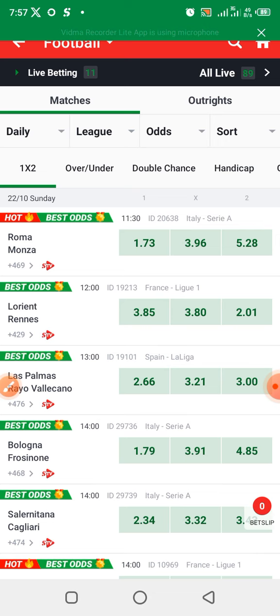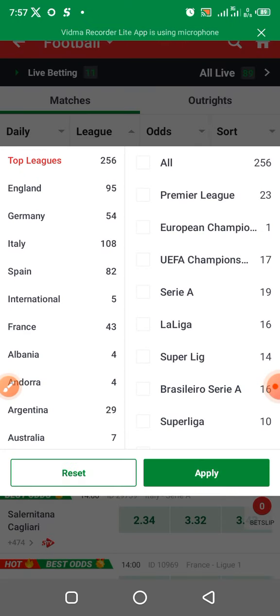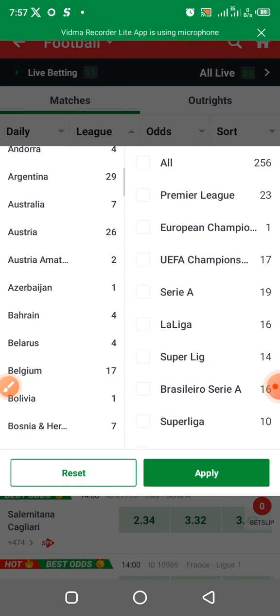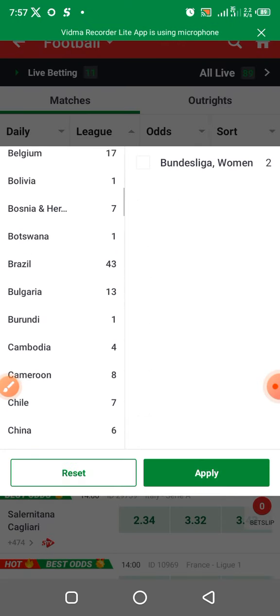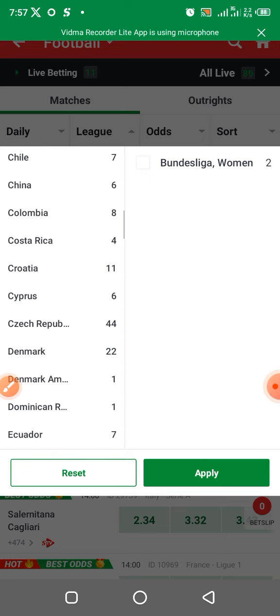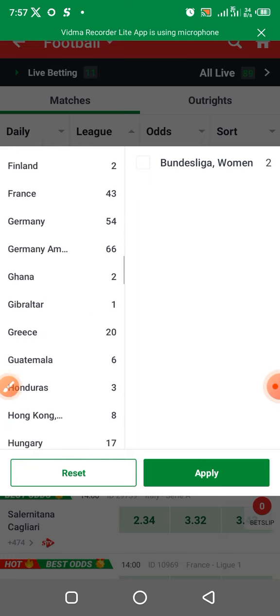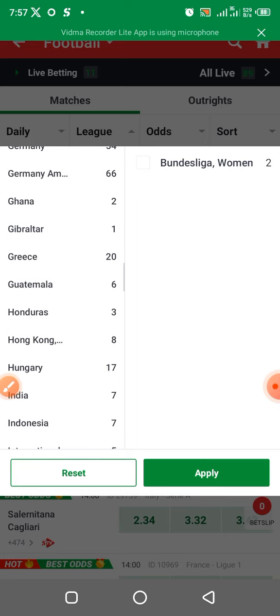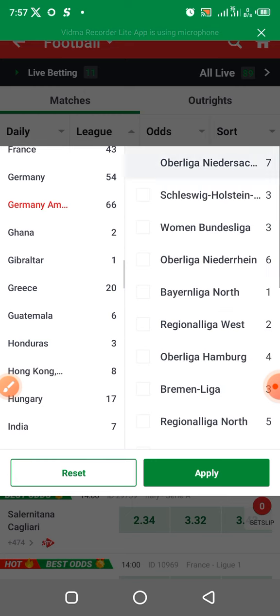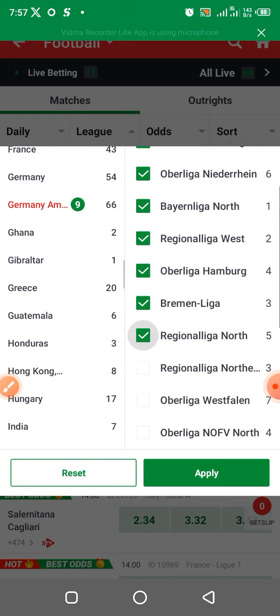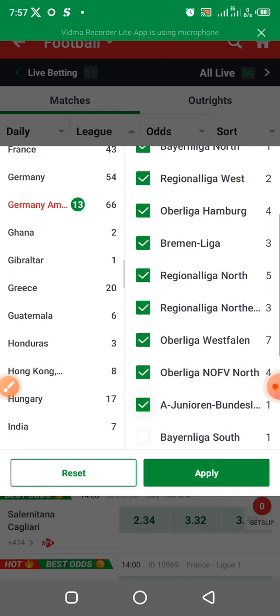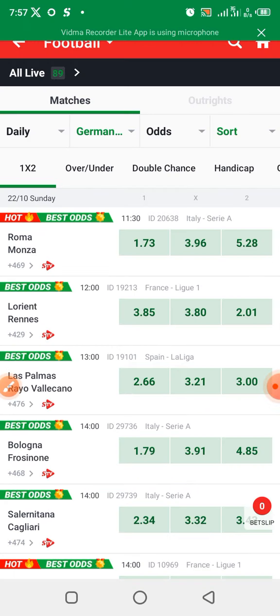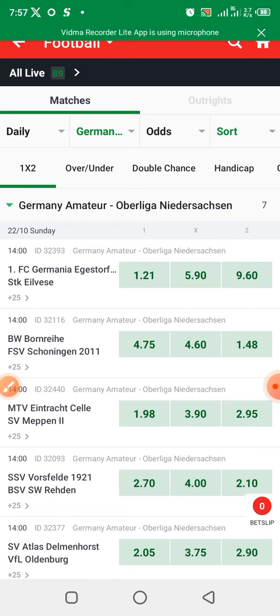So now, without wasting much of our time, I'm going to move on to the German league. Most times I like to go for the German amateur league. If you want to predict over 2.5 goals and enjoy it very well, always go for the German league. I want you to watch this video from the beginning to the end so that you won't miss any important information. So now I'm on the German league, the amateur league to be precise.